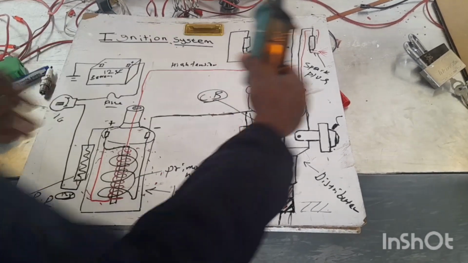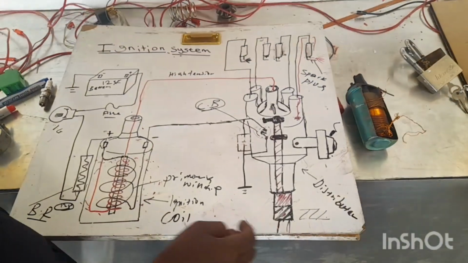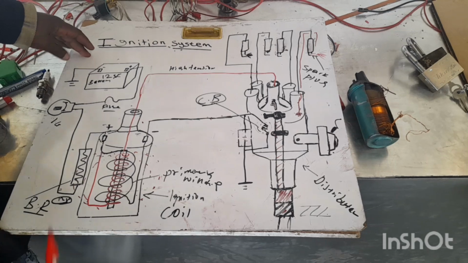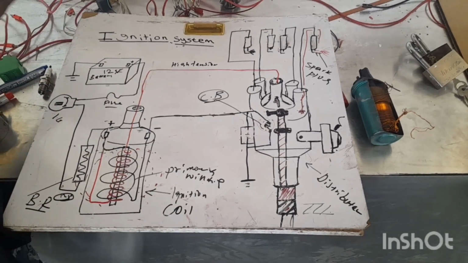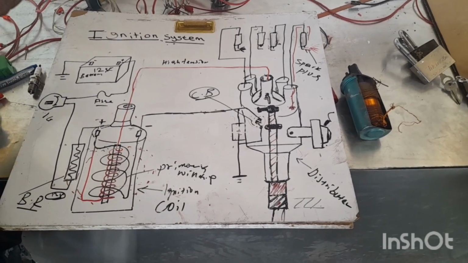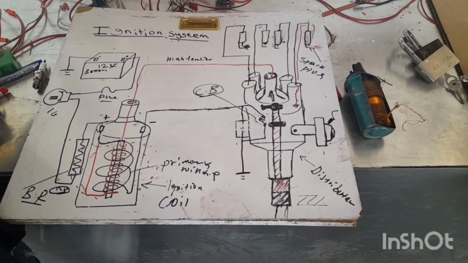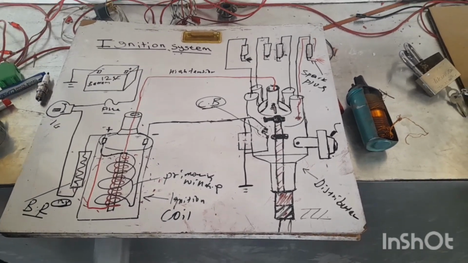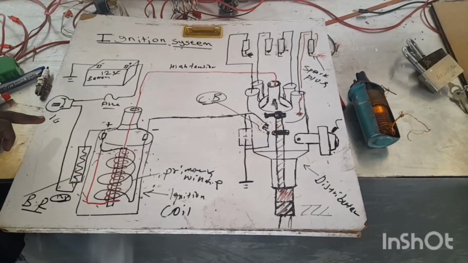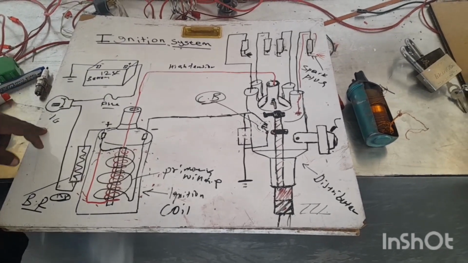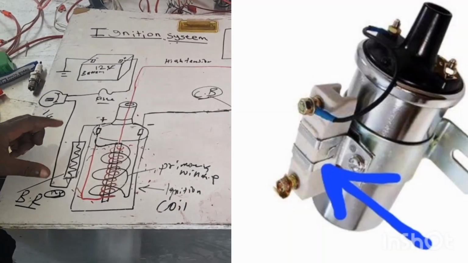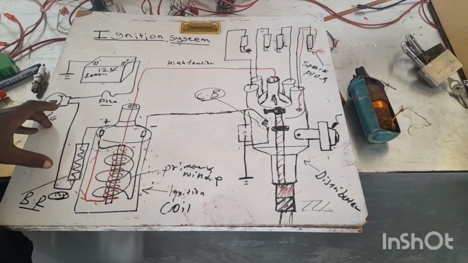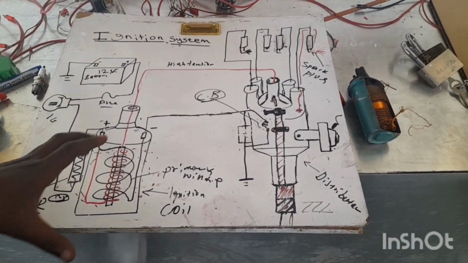So let's start by describing each component in the ignition system. The first one is the battery. In automotive, batteries produce different voltages. They may be 6 volts or 12 volts. In our case, we consider our battery produces 12 volts. Then there is a fuse, an ignition key, and a ballast resistor, which is responsible for reducing and protecting the amount of voltage which enters the ignition coil.